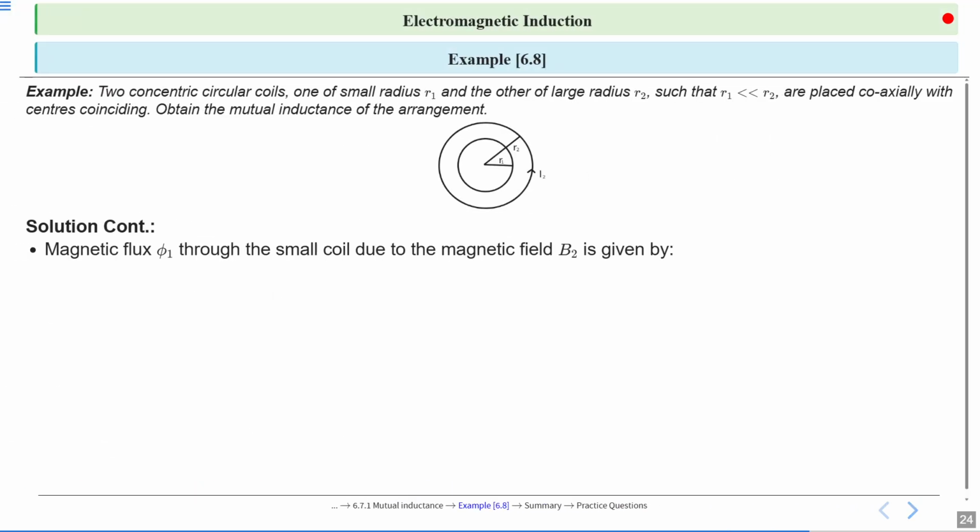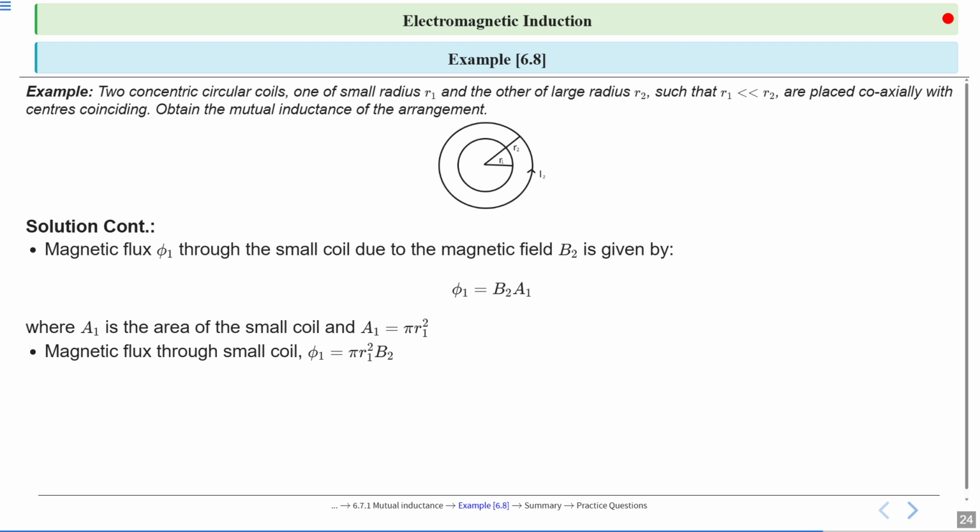Okay, so magnetic flux phi1 through the small coil. Now we are going to calculate the magnetic flux through the inner, smaller coil. Through the small coil, due to magnetic field B2, it is given by phi1 equal to B2 A1. B2 is the magnetic field produced by the larger outer coil near the center, and A1 is the area of the inner coil, that is the smaller coil having radius R1. A1 is equal to pi R1 square. So magnetic flux through the small coil phi1 equal to pi R1 square B2.